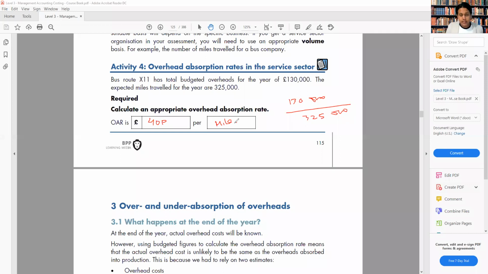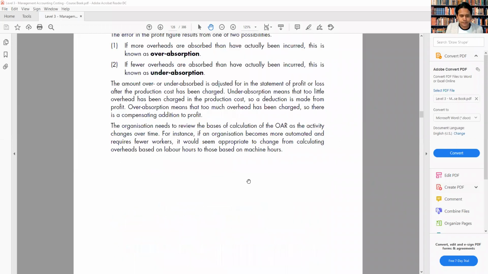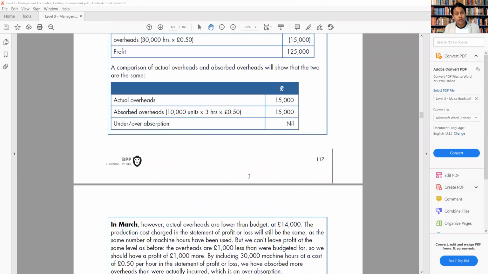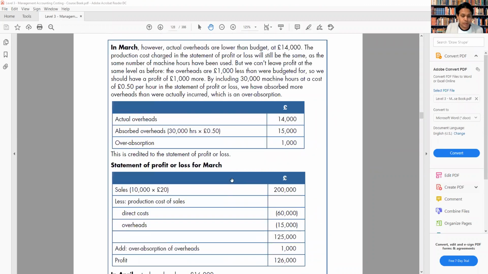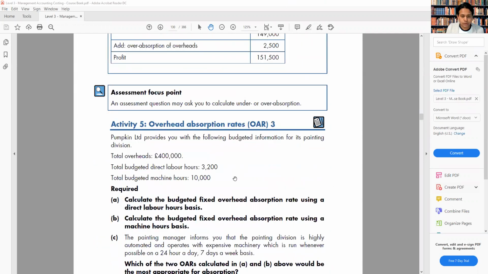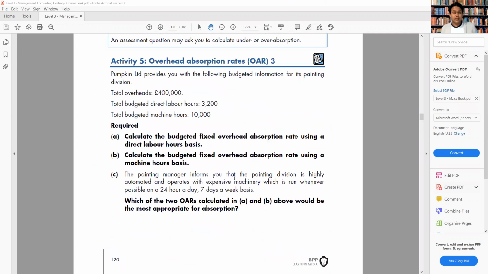All right, still a very simple calculation, you don't find it very tricky. So let's move on. Now we'll do some questions on under or over absorbed. That could be tricky, so make sure you understand the under or over absorbed questions. Let's try this activity 5.